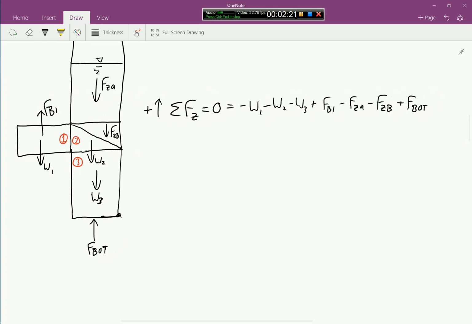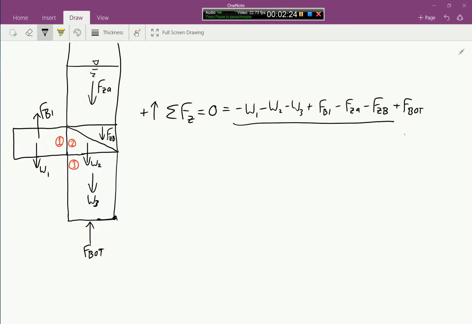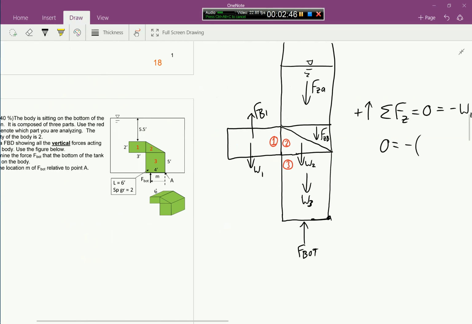Now we just need to figure out what all these different forces are in order to find F bottom, which is what we're asked to find. This all added up is still going to be equal to 0 because this body isn't moving upwards or downwards. First we have the weight of 1, which is simply the volume of 1 times the specific weight of 1, and in this problem we're given the specific gravity of each of these different pieces is equal to 2.